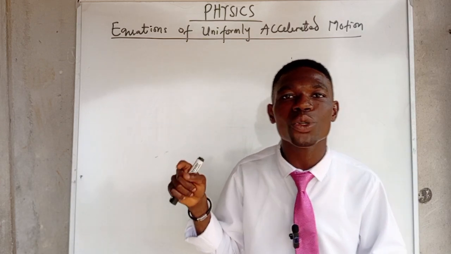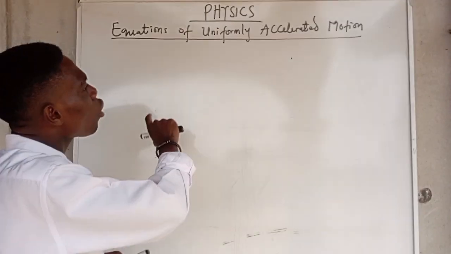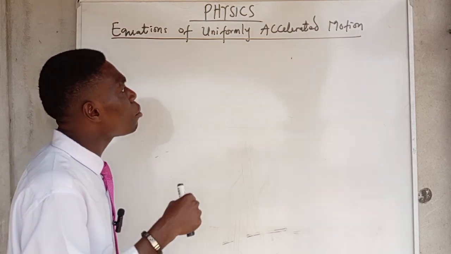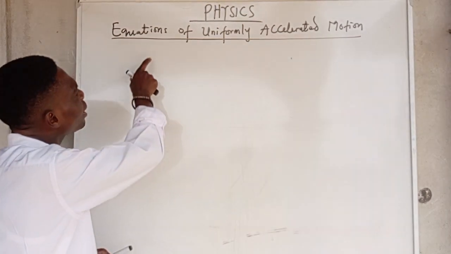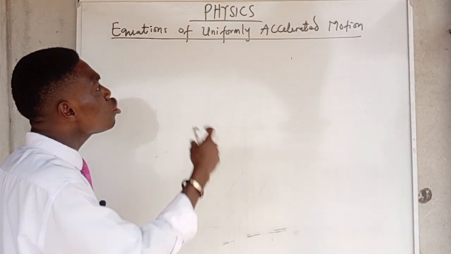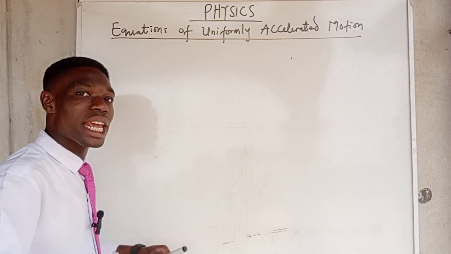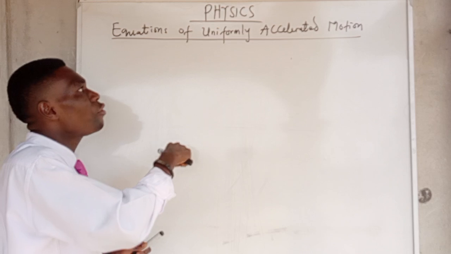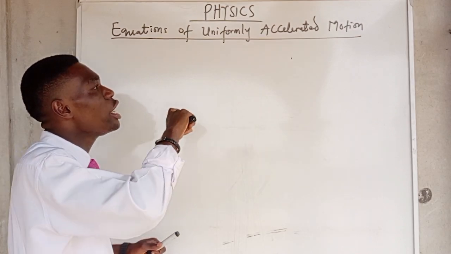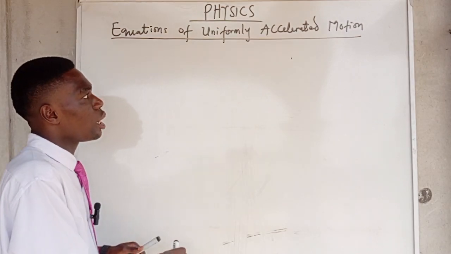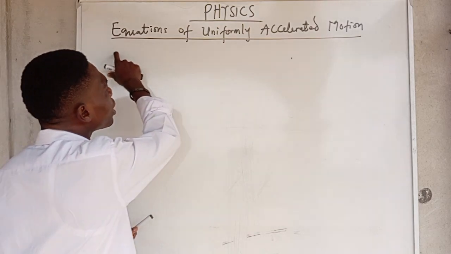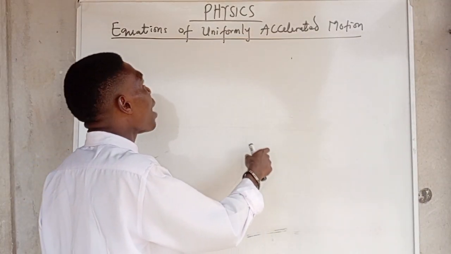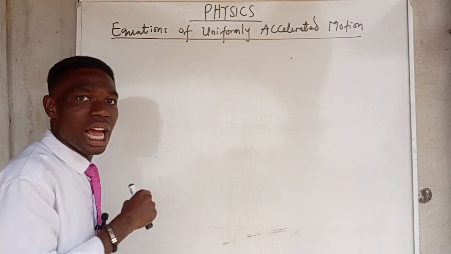Now let's quickly move into what we have today. Equations of uniformly accelerated motion. When we think about equations of uniformly accelerated motion, we're talking about the equations that will be used to calculate problems when a body or an object is said to undergo a uniform accelerated motion. And so for us to fully understand these equations, we have to understand some terminologies that are associated with this topic. Are we together now?